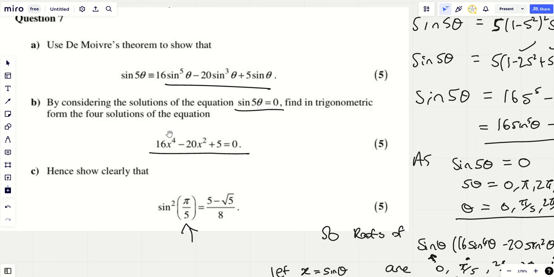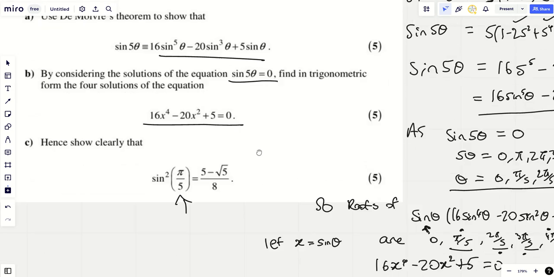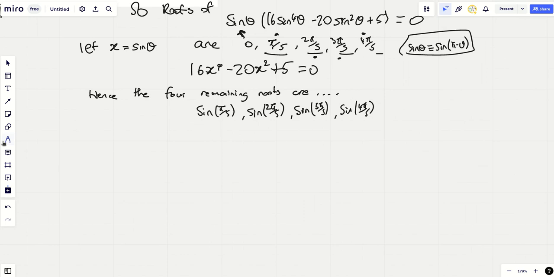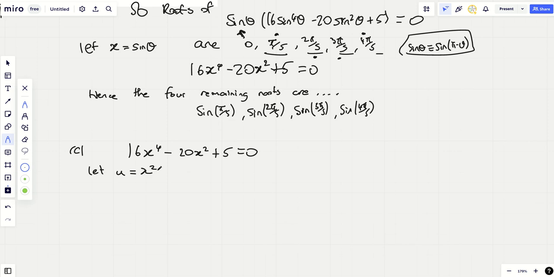Okay, right. So I've found them in trigonometric form, and now I've got to show this clearly. The whole point is that in part C you've got the roots now, and you've got a disguised quadratic. 16x to the 4 minus 20x squared plus 5 could be solved by saying, let u equal x squared, because this is a disguised quadratic, a standard approach. So u squared, sorry, 16u squared minus 20u plus 5 equals 0.